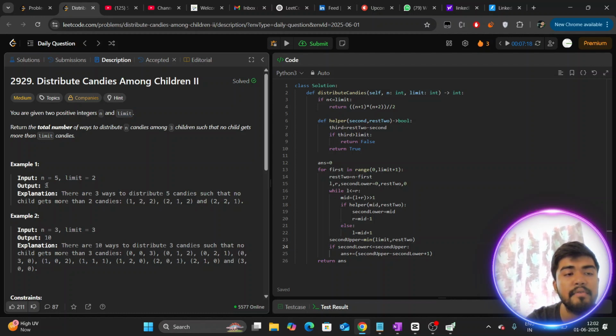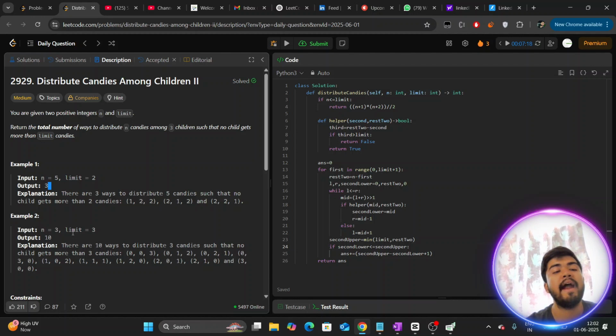I think the problem is pretty understandable on the very first go if you read it thoroughly. In this example test case, you can see our n is 5 and our limit is 2. So the output is 3. There are three ways to distribute 5 candies such that no child gets more than two candies. These are 1 2 2, 2 1 2, and 2 2 1. These are all the combinations that we have. That's the reason the answer is 3.